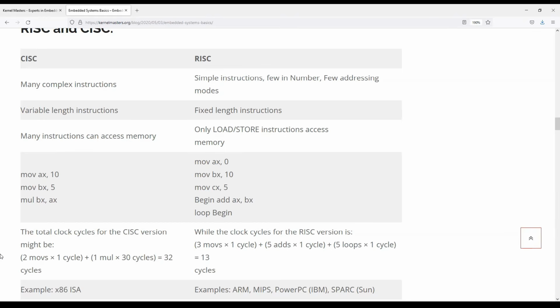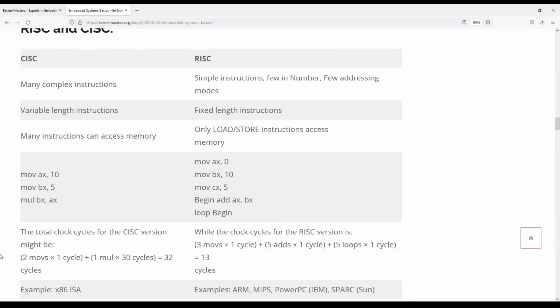Now the same multiplication we are going to perform with RISC architecture. What is the RISC architecture program? MOV AX, 0, so AX becomes 0. Next, MOV BX, 10, so BX value is 10. MOV CX, 5, so CX equals 5.